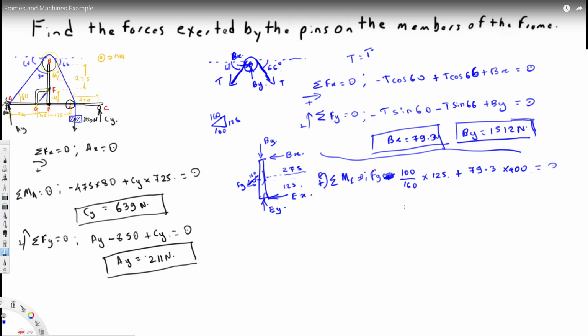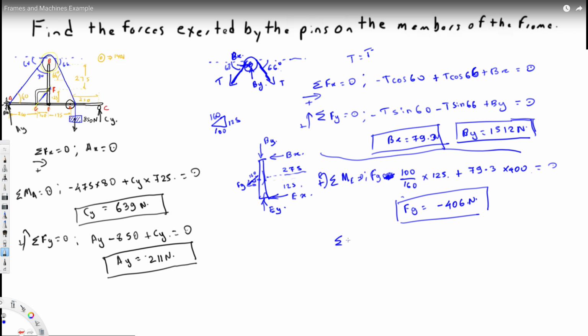Then if I solve for fg, I will get negative 406 Newton. Now from this information I can solve for bx and ex and ey. Vx and vy are known, so I can solve for ex and ey.